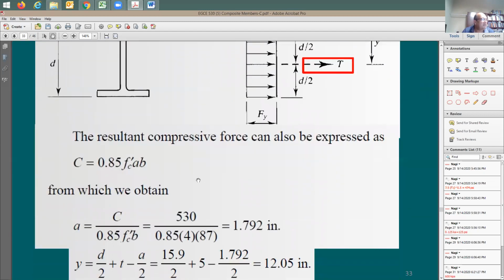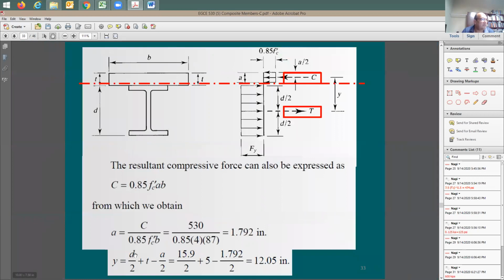Okay, let me see this analysis. It says here y equals D/2 plus T, the 5-inch, minus A/2. Here it is: 15.9 was the total depth of the steel beam. You divide this by 2, here's D/2. You add 5-inch, you go to the top of the section. You subtract A/2, you have 12.05.